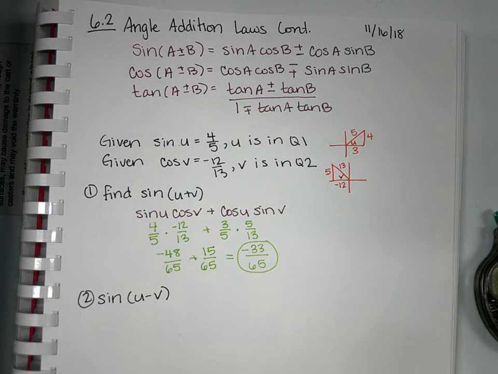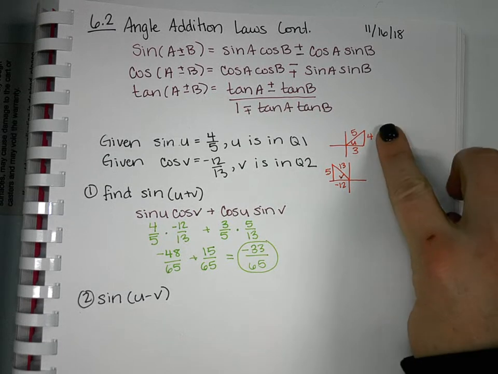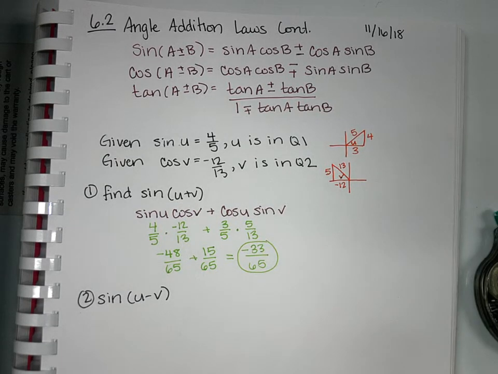So this is one of the things that's going to be a little different in what we do with our addition laws today. We're going to potentially have to draw out our triangles so that we can figure out the missing sine or cosine to be able to use in our formula.